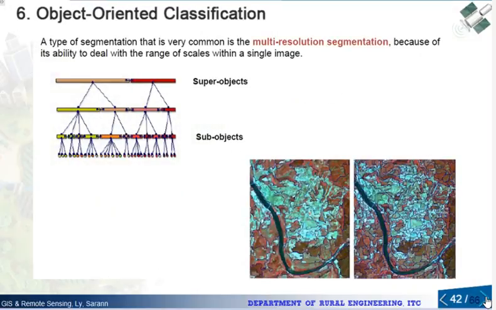A type of segmentation that is very common is multi-resolution segmentation, because of its ability to deal with the range of scales within a single image. So we have firstly the super object, and then we cut down into sub-objects.